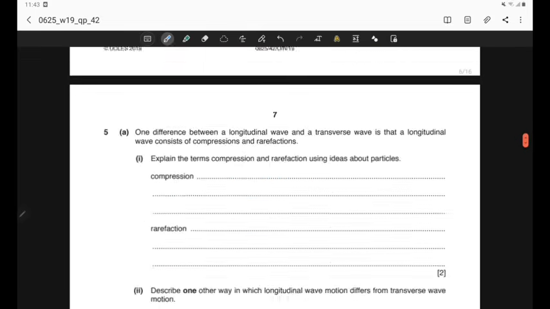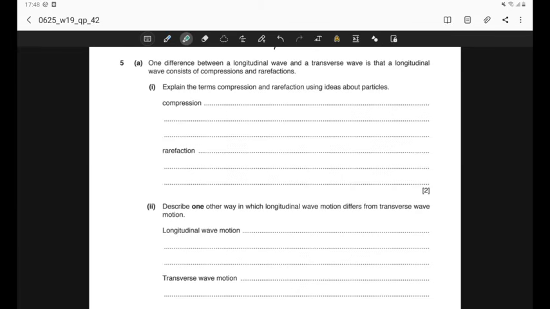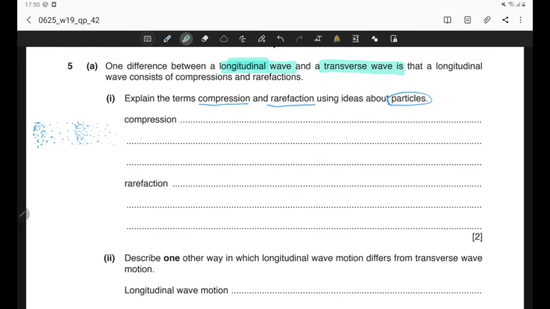Question 5 is from the topic waves. Part A. One difference between a longitudinal wave and a transverse wave is that a longitudinal wave consists of compressions and rarefactions. Explain the terms compression and rarefaction using ideas about particles. So the region in a wave where the particles are close together is known as compression, but the region where the particles are far apart is known as rarefaction.